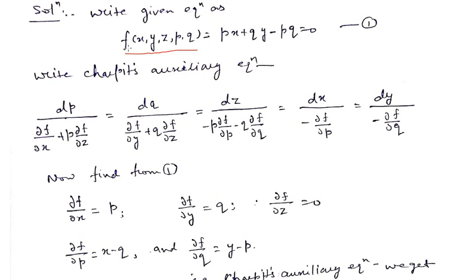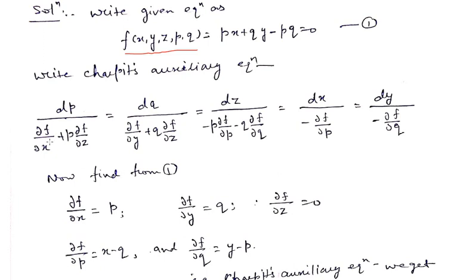Now if we differentiate f with respect to q, taking x, y, z and p as constant, the derivative of px is 0, the derivative of qy is y, and the derivative of pq gives p with a minus sign. So del f upon del q is y minus p. Now we differentiate f with respect to x, we get p only. When we differentiate with respect to y, we get q only. And when we differentiate it with respect to z, we get 0.